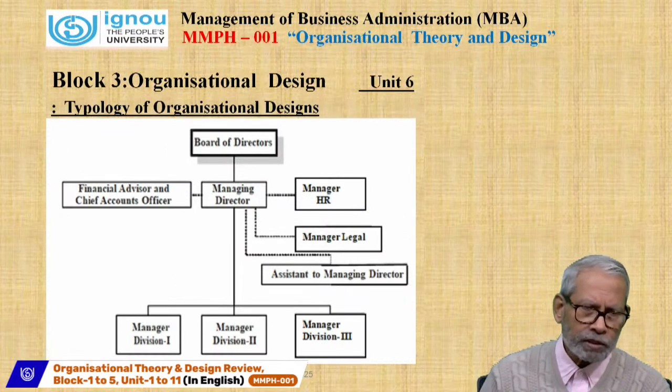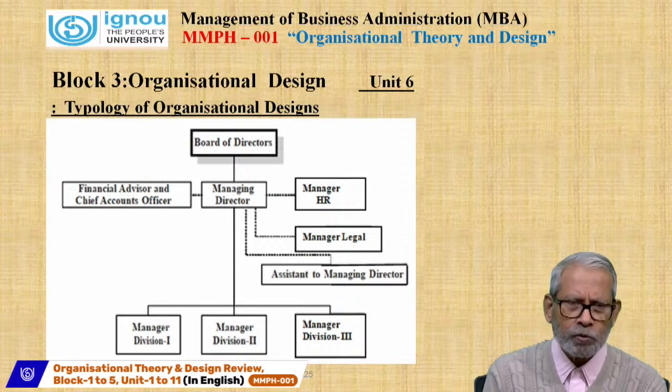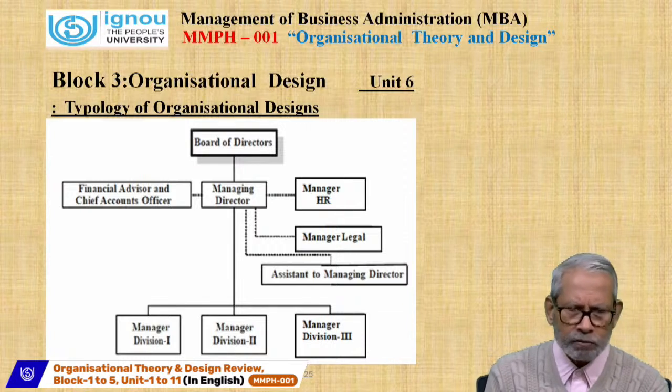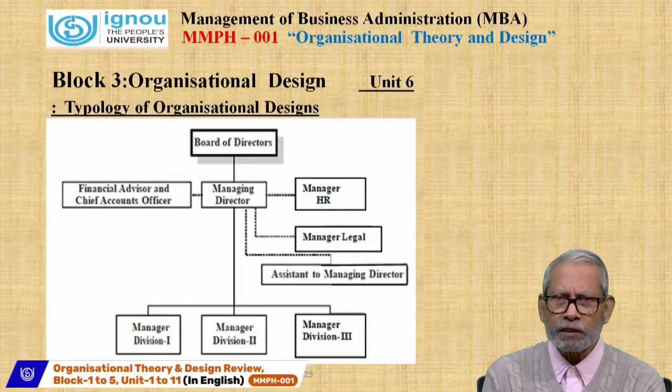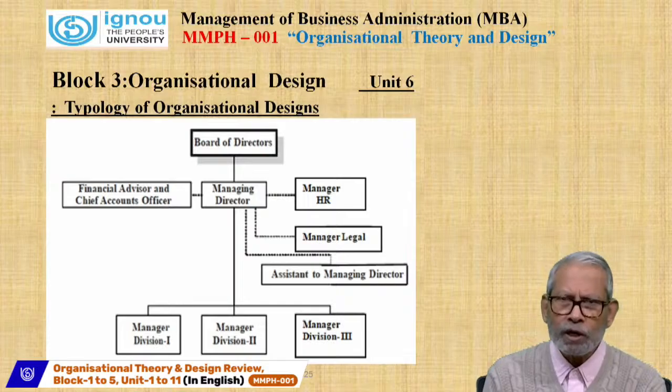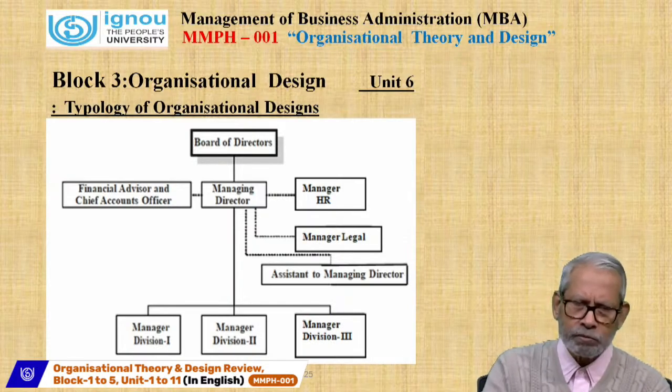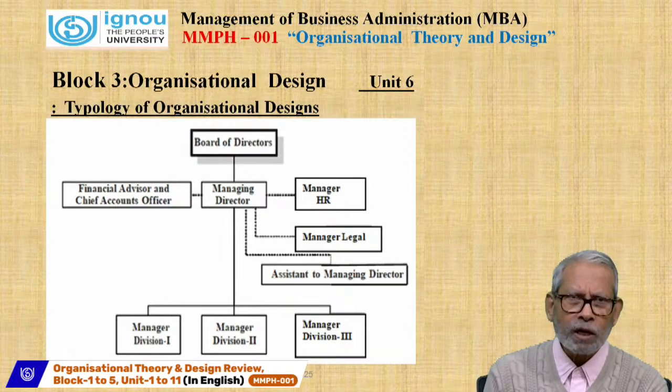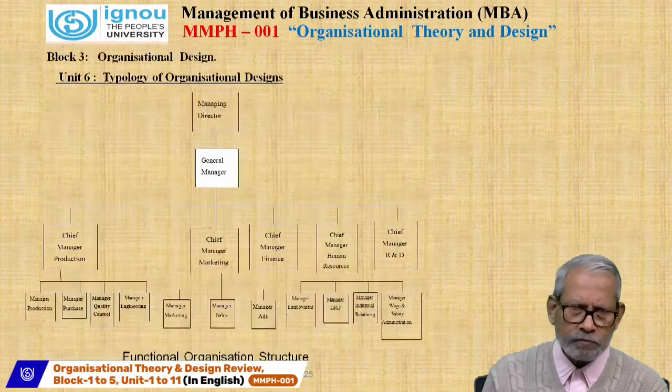There is another way, another topological diagram. Here your board of directors are there, then the managerial divisions. There are different divisions: division manager, division number 1, division number 2, division 3. Again, the system is the same. So that is another design for this.